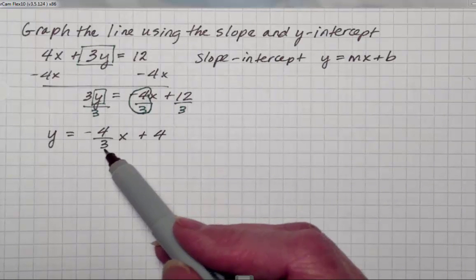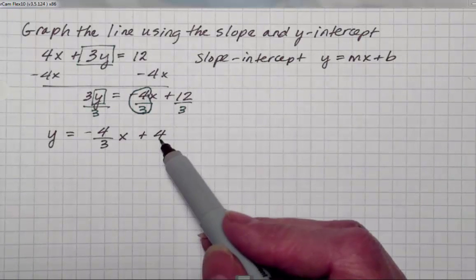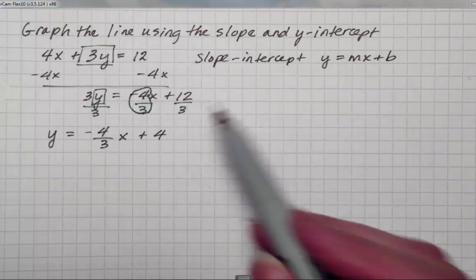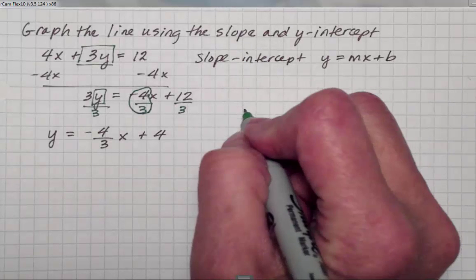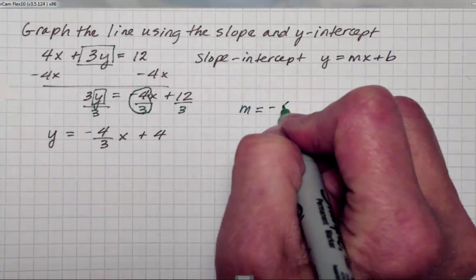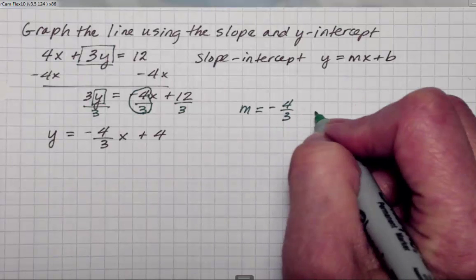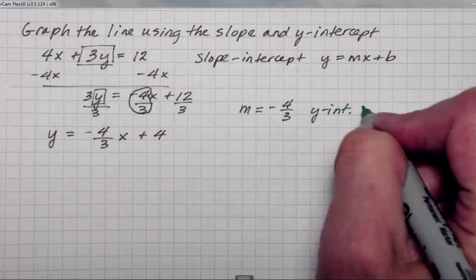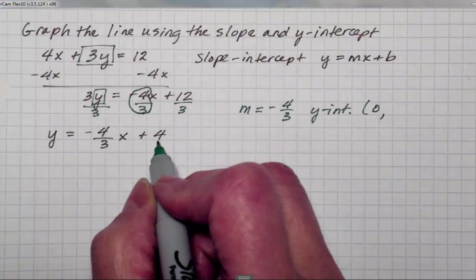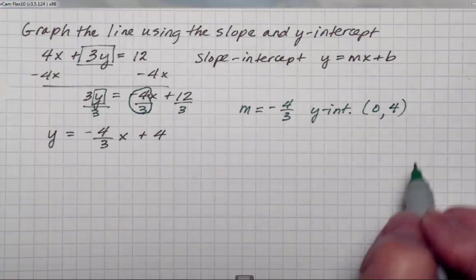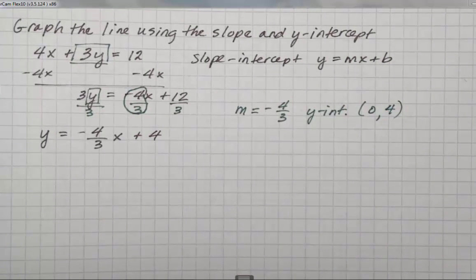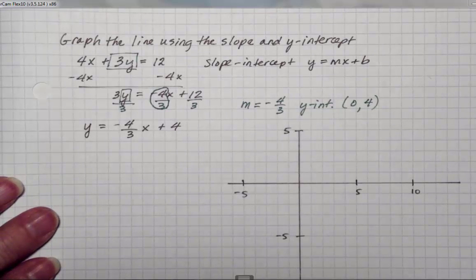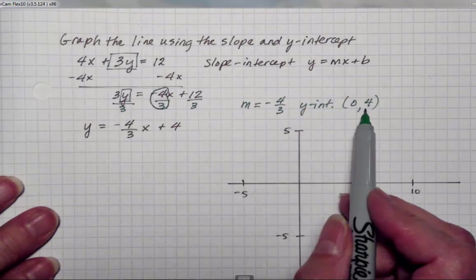be my slope, and b is the y-coordinate of my intercept. So writing this down then, m is equal to negative 4/3, and my y-intercept coordinates are going to be 0, 4. Using this information, I'm going to go ahead and graph. I have my graph set up now. The first thing I'm going to do is plot the point (0, 4).